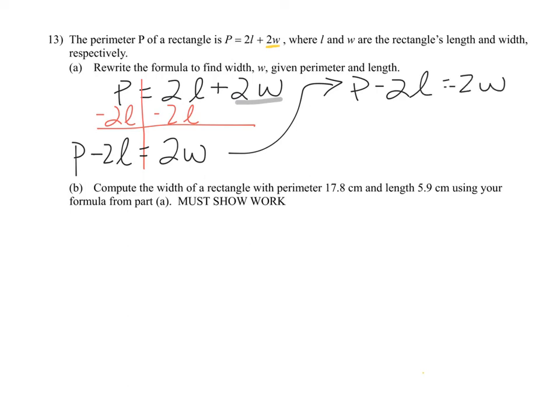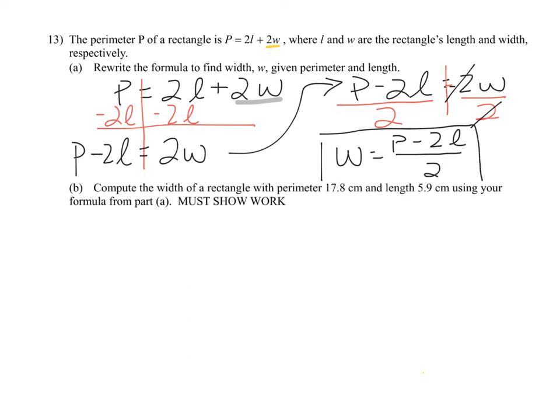And now, what's the only thing keeping that W from being by itself? That's the 2. So we're going to divide both sides by 2. Now make sure you divide everything on the other side. Okay, the 2's will cancel, and I'm going to get W, and I'm just going to switch the two sides around, equals P minus 2L, all divided by 2. That is your final answer.